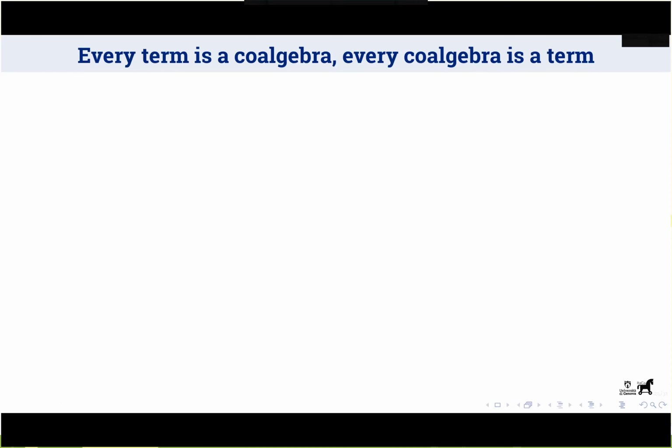And this is actually the key aspect that makes everything work. And we show that every term is a coalgebra and every coalgebra is a term. So clearly every term is a coalgebra because you just need to consider the image through sigma of the unit of the adjunction. So every term is a coalgebra, but the converse is also true.